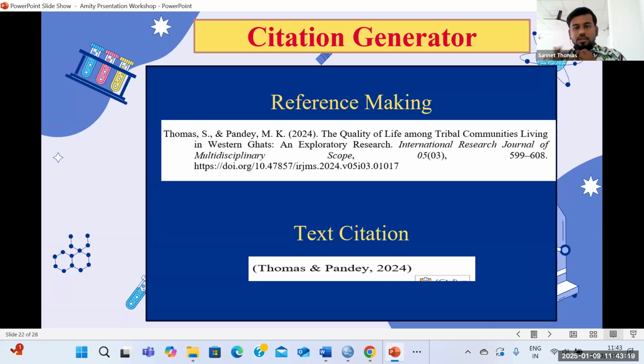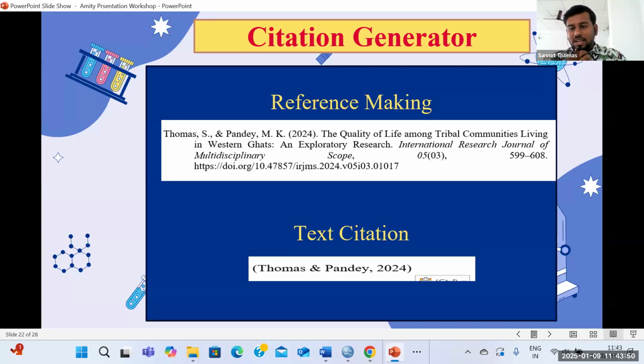Here you can see one of my recent studies, the quality of life among tribal communities living in Western Ghats. If someone is referring to this study, they have to mention this reference. They have to cite this article. If they are citing in APA format, it should be like that. This is called referencing, adding the citation under the reference category.